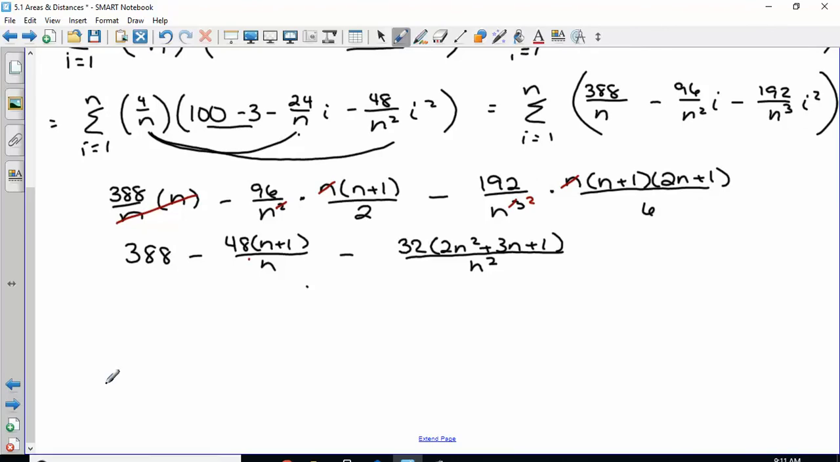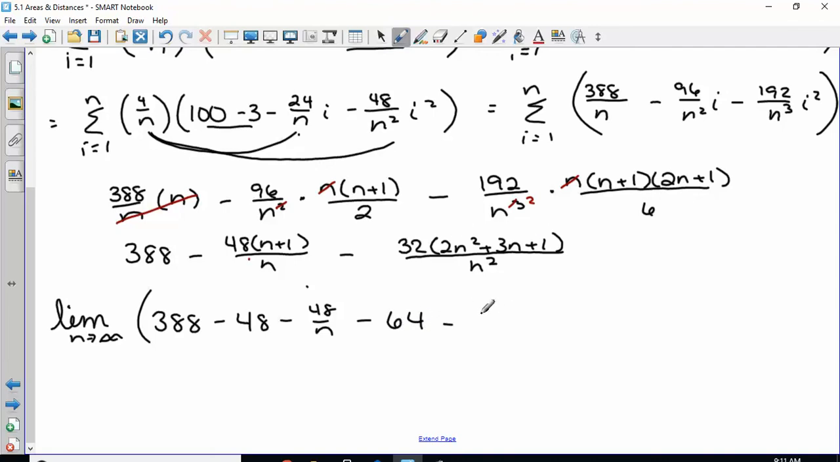Okay. So we are doing the limit as n goes to infinity. We have 388. This would be 48n over n, so that's minus 48, minus 48 over n. I'm going to distribute my negative 32 and divide by n squared, so that would be a negative 64n squared over n squared is negative 64. Negative 96n over n squared, so negative 96 over n, and negative 32 over n squared.